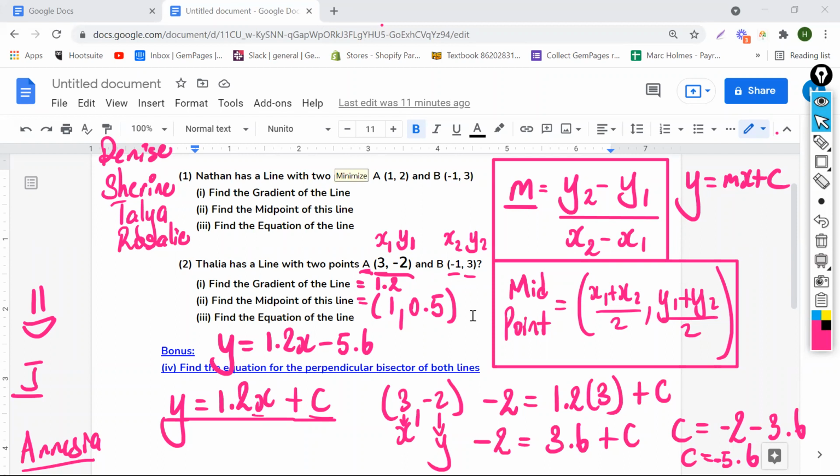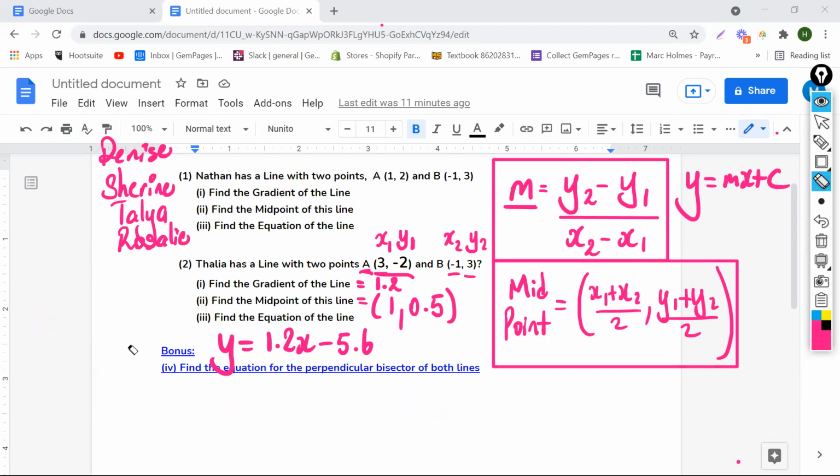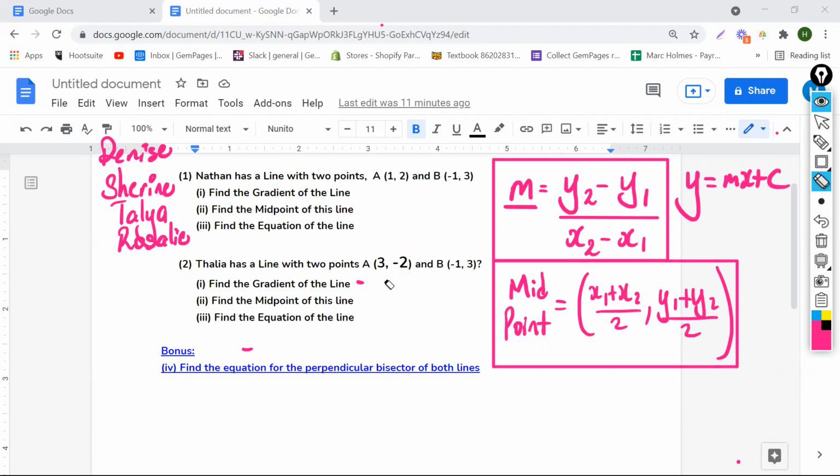Okay, let's try another one, sir. Yes, so we're gonna do another one. But in the meantime, guys, let's do the next one. Let's do the one for Shireen, Talia, Rosalie. Let's do the next one, guys. So ready? We're doing the next one now. So Talia, Rosalie, Shireen, Denise. Let's do the first one now, right?